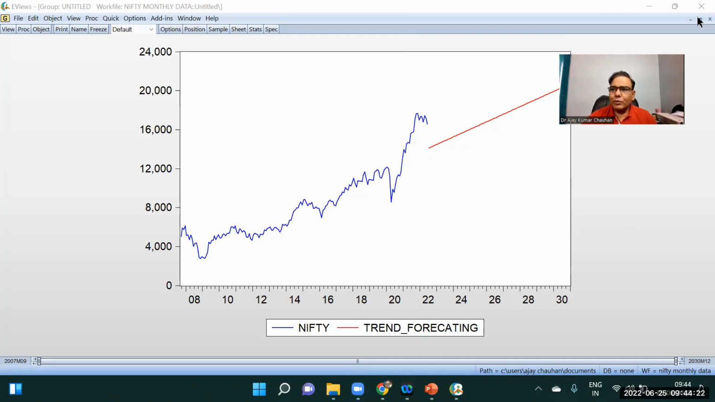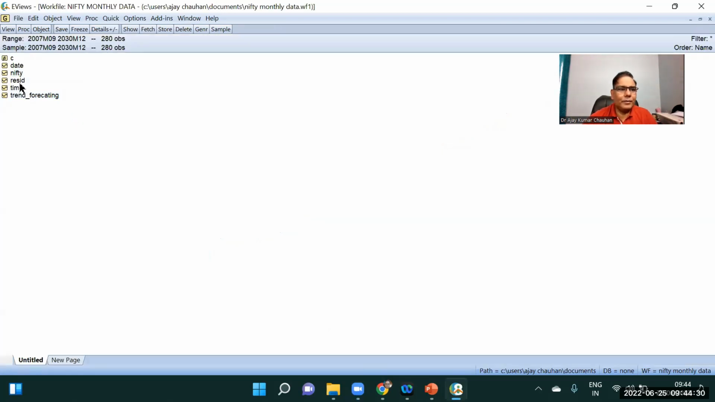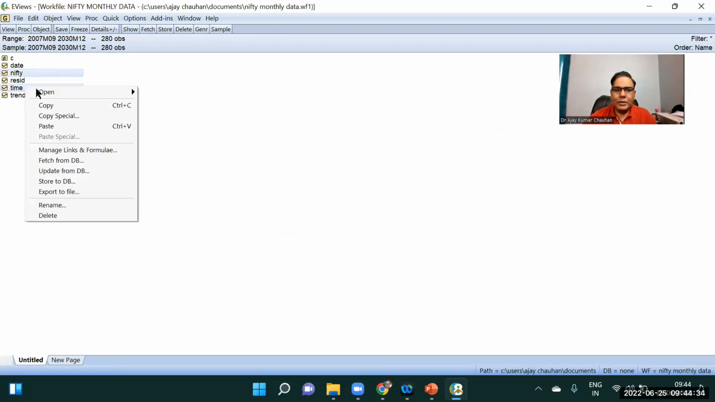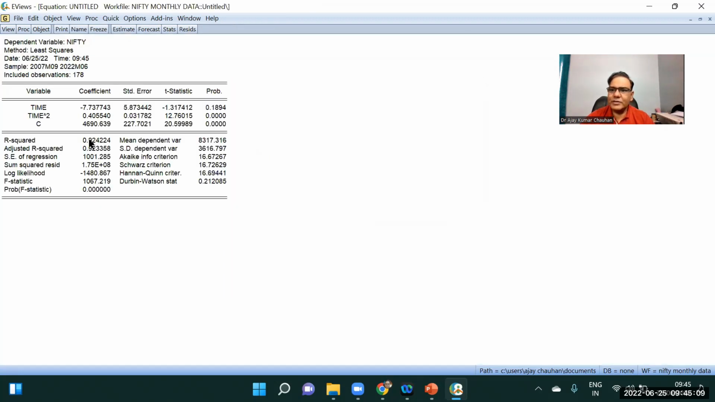After trend forecasting, now I'm going to do curvilinear trend forecasting. So again, Nifty time, I'm opening as an equation and adding one more term, time square. So I am adding one more independent variable in this equation, and the sample is June 22, because we are having the data up to this period, and I added time square, a new variable for capturing the curvilinear trend. The R square is 92, which is more than R square of the trend equation. For the trend equation, it was 85%. It is 92%, so not a problem.